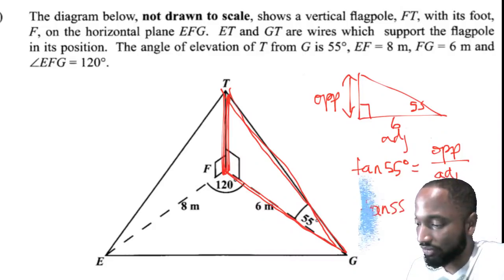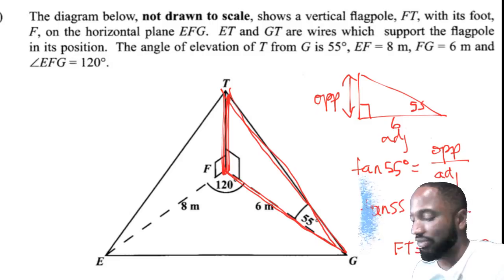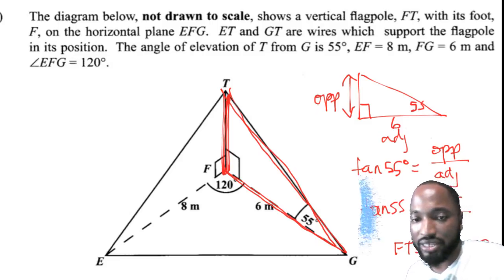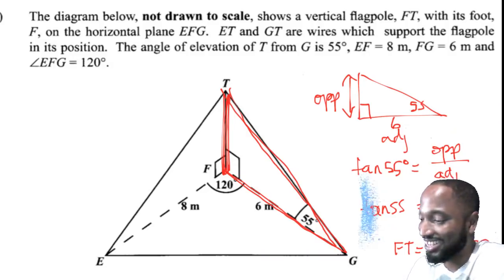Tan of 55. This is actually a question that has come up in your multiple choice kind of way. 6 tan 55, and we did some of this last night or night before. 6 tan 55 is the answer. What are you getting for that? I seen 8 point something. 8.6.